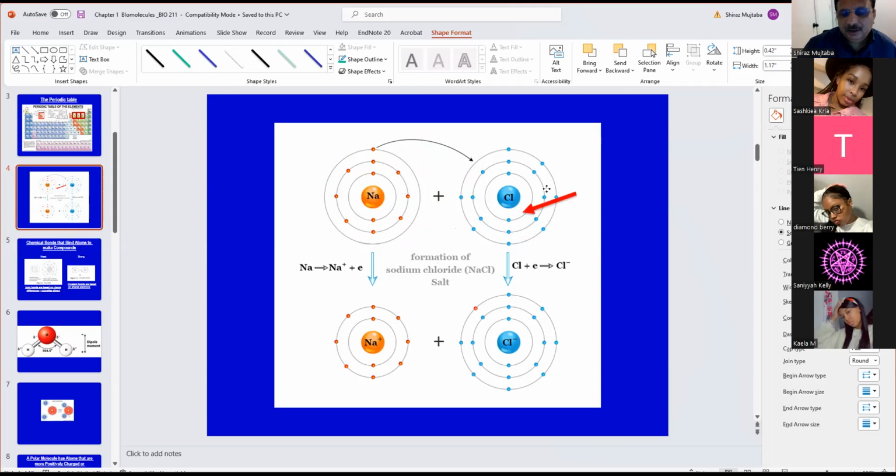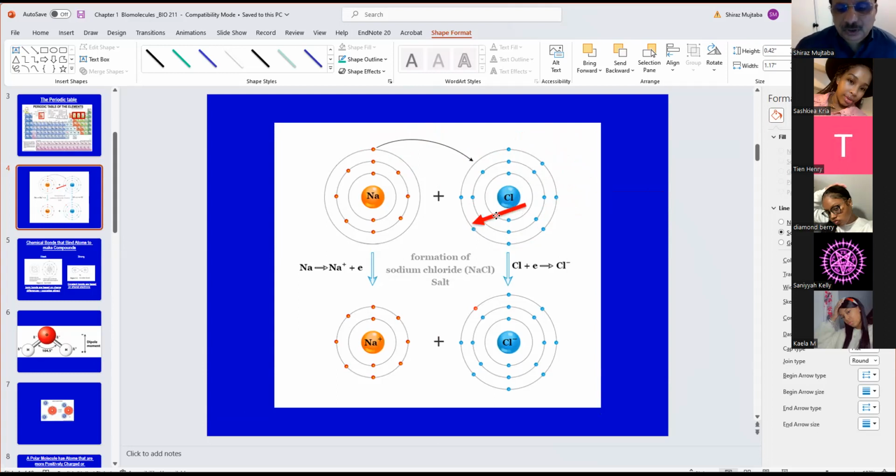If you look at the chlorine atom, it also has a central core nucleus, and around this core nucleus, there are orbits in which electrons are moving, revolving. If you look at the outermost orbit, you will see that the number of electrons in the outermost orbit is 7. So sodium has 1 electron, whereas chlorine has 7 electrons in the outermost orbit.